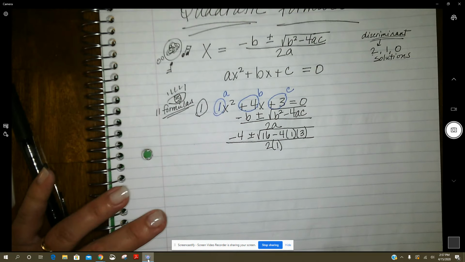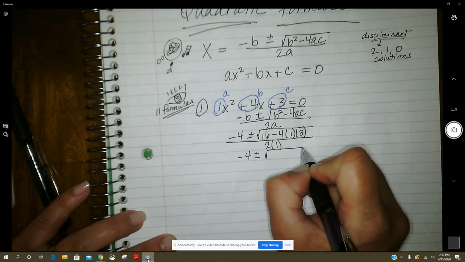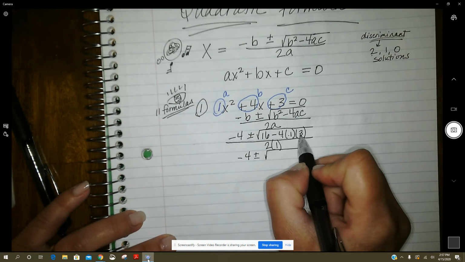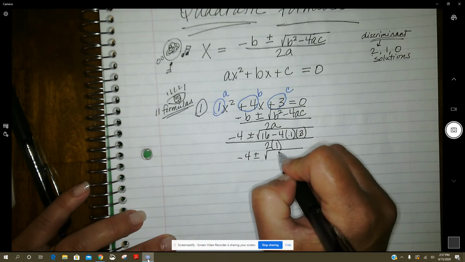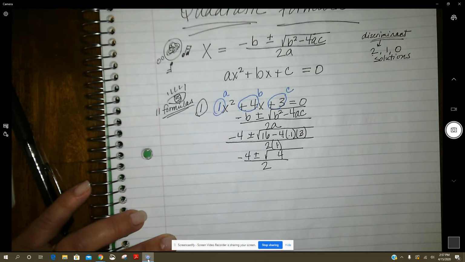All right, let's go start doing a little bit of math. Negative 4 plus or minus... I'm just going to do some simplifying. 4 times 1 is 4, times 3 is 12. 16 minus 12 makes 4. 2 times 1 is 2.